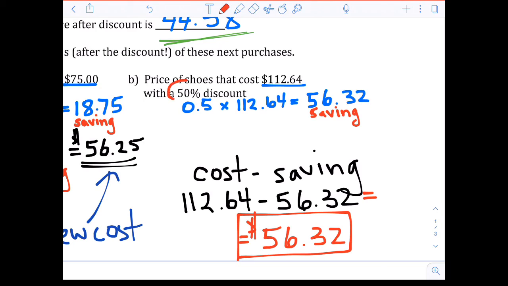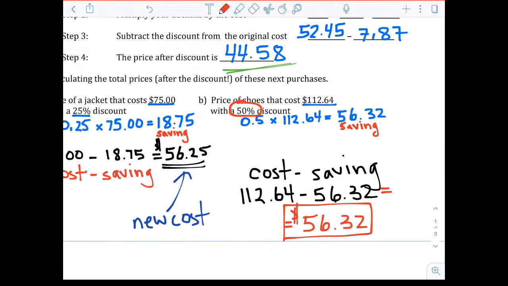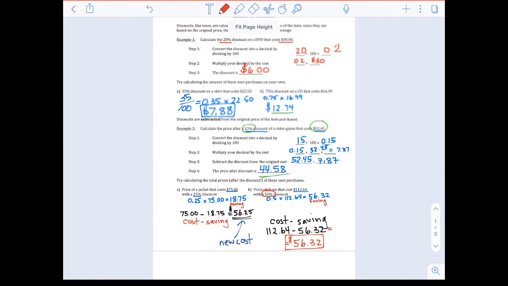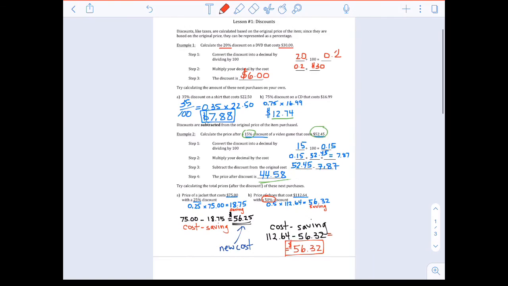Well, remember, we're saving 50%. That means we're saving half. So if we're only paying half, well, we should have the same amount that we're saving as the amount that we're paying. 50% is half of the original price. And that's the first lesson from this section. There's a worksheet for you to try.